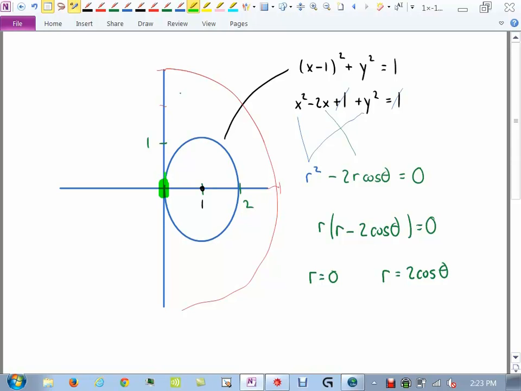This equation has, theta isn't even affecting it, right? It's like a constant function back in college algebra. Y equals 2. It's like no matter what x is, y is 2. Well, here, no matter what theta is, r is 0.